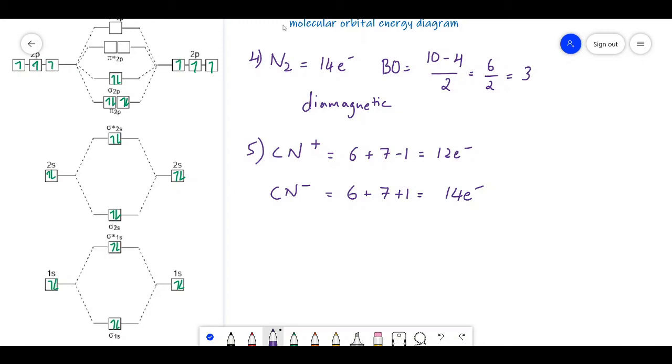Next, after atomic number 14, there is a small change in the diagram. But for the objectives, you can use this diagram only. So this is an important note. I am using the same diagram for atomic number more than 14 also. Actually, in the material, there will be a small change in the diagram.